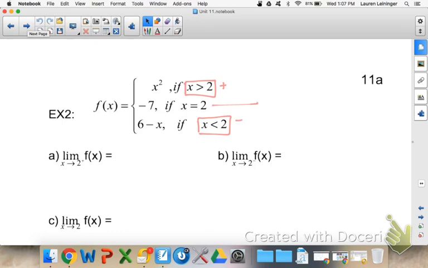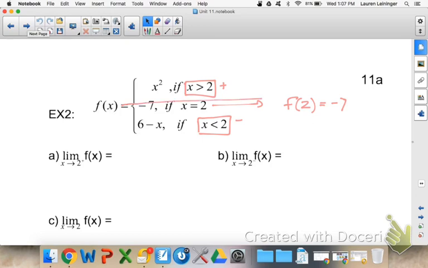This section right here, if x equals 2, that is only going to matter to us if I ask this question. What is the actual function value exactly at 2? This is one of those random little closed dots that's off somewhere else, specifically down at negative 7. So this is actually not going to have a bearing on our limit at all.